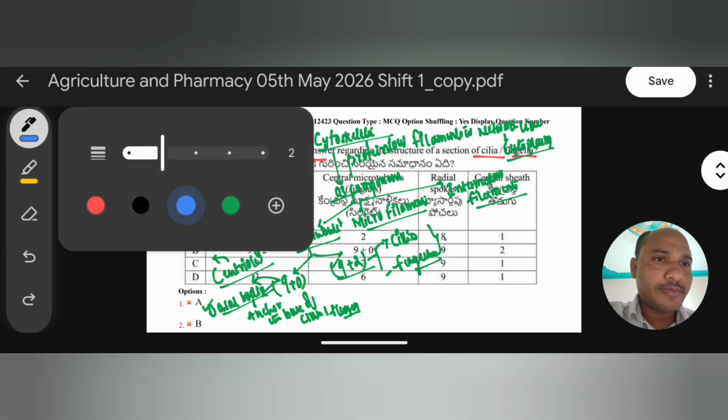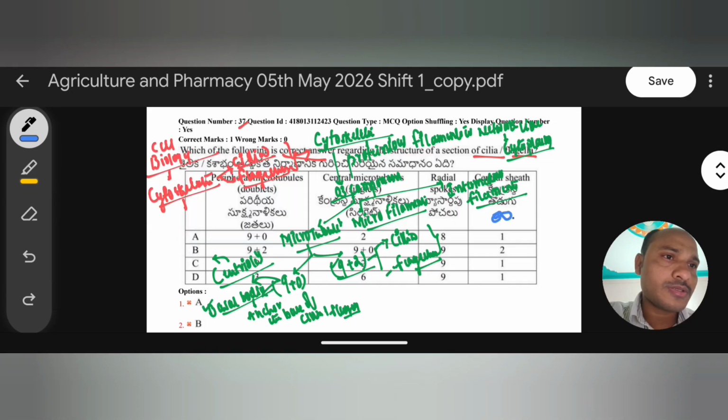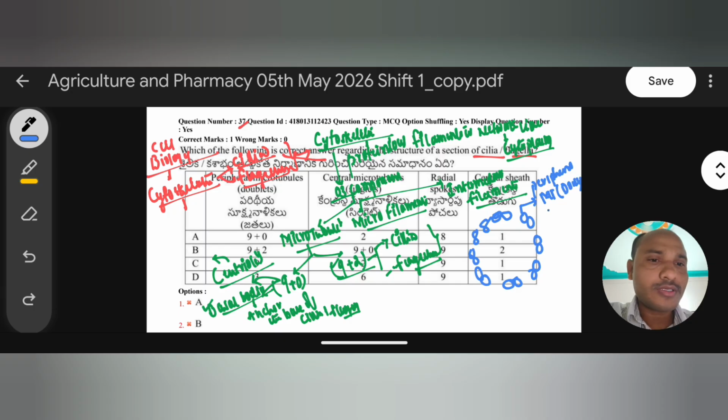So here in this 9+2 arrangement we have different structures. At the periphery we have doublets of microtubules. For example, this is one doublet, two microtubules together, and then 3, 4, 5, 6, 7, 8, 9. So 9 peripheral microtubule doublets. There are 9 pairs present at the edges of cilia or flagellum, and a pair means a doublet.